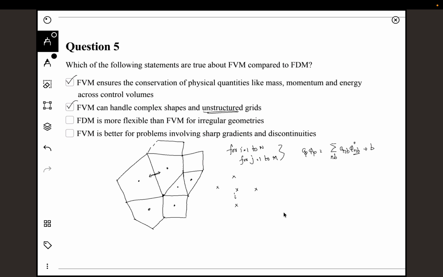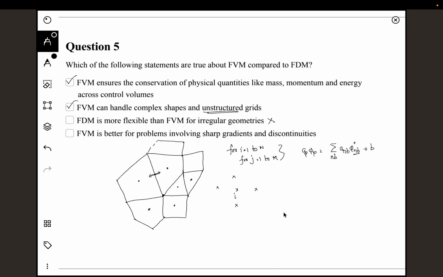So that is what the third statement says. The FDM is more flexible for irregular geometries, but it's actually not true. Finite volume is actually better for arbitrary geometries. And then comes the last one, where finite volume is better for problems involving sharp gradients and discontinuities. This is what I was saying before.